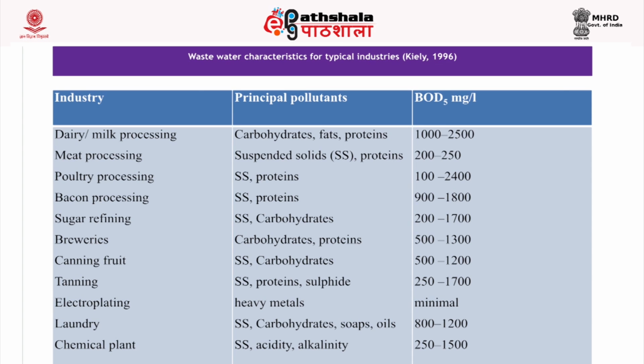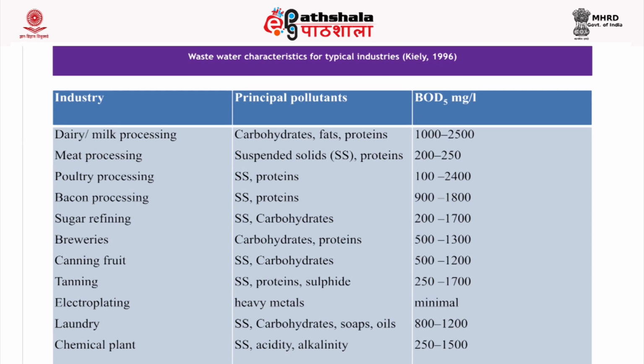Poultry industries also contain suspended solids and proteins. Bacon industries also contain suspended solids and proteins in the range given. Sugar refining industries contain suspended solids and carbohydrates. Beverages contain carbohydrates and proteins in the range of 500 to 1300 milligram per liter.